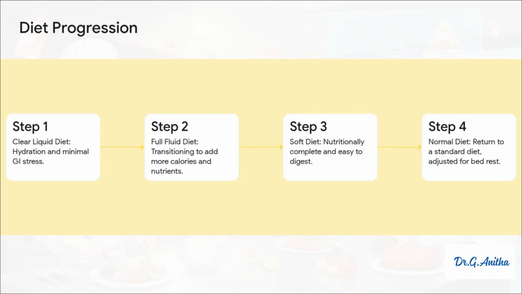So this slide sums it all up really nicely. This is the typical step-by-step progression we use to safely get food back into a patient's system. We call it advancing the diet, and it's something we monitor very, very carefully. We have to make sure the patient can tolerate each stage before we move to the next. It's all about minimizing complications and supporting a steady recovery.